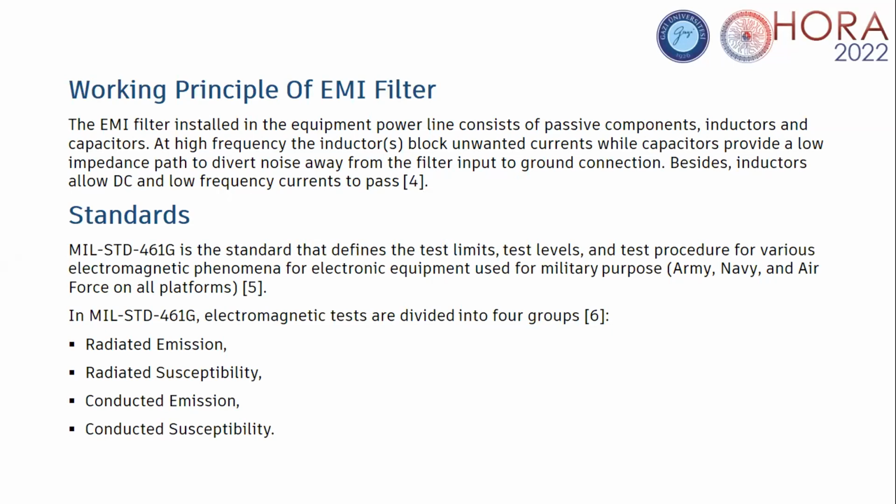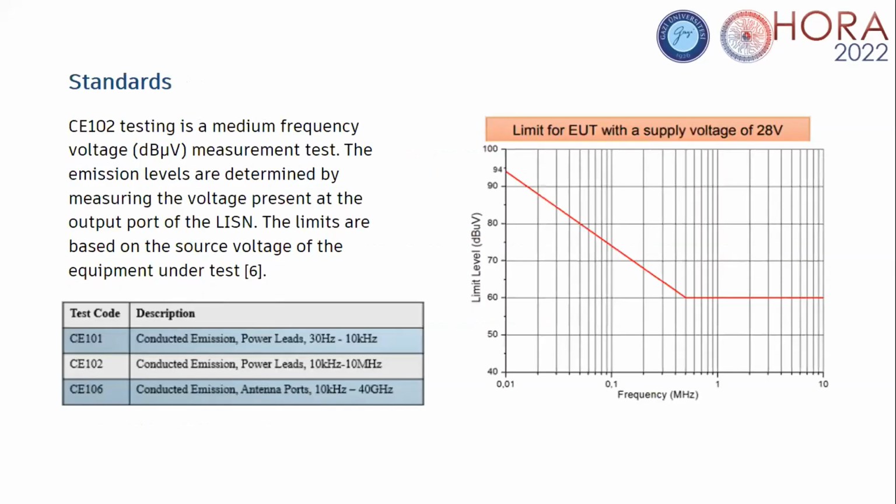And the standard that filter must comply with at this stage is MIL-STD-461G. This standard defines the test limits, test levels, and the test procedure for various electromagnetic phenomena for electronic equipment used for military purposes. In this standard, electromagnetic tests are divided into 4 groups. Since we are designing a filter placed on the power line, we will examine the conducted emission tests.